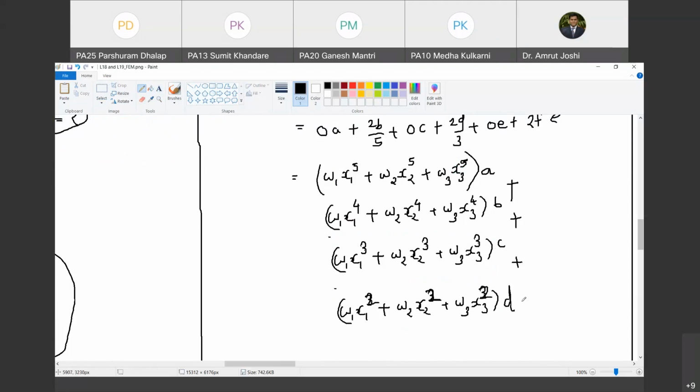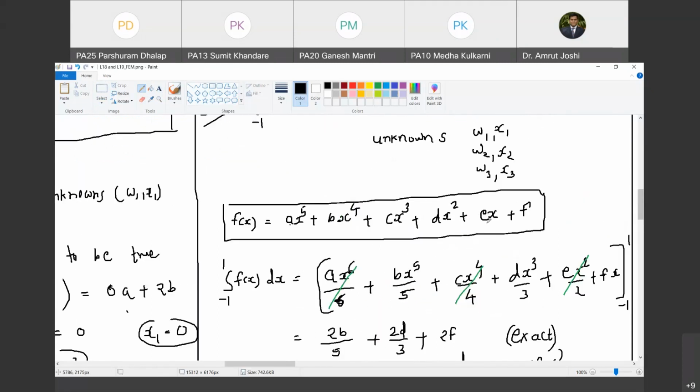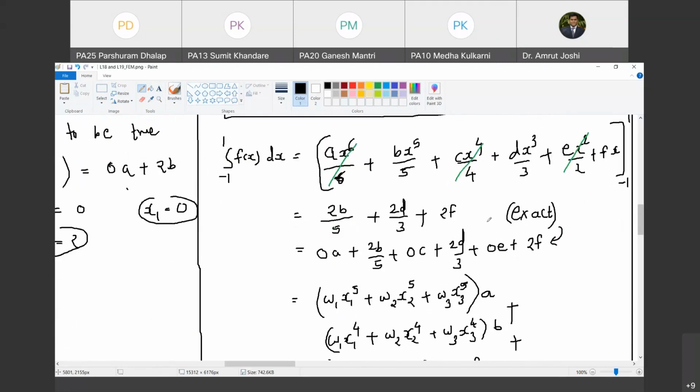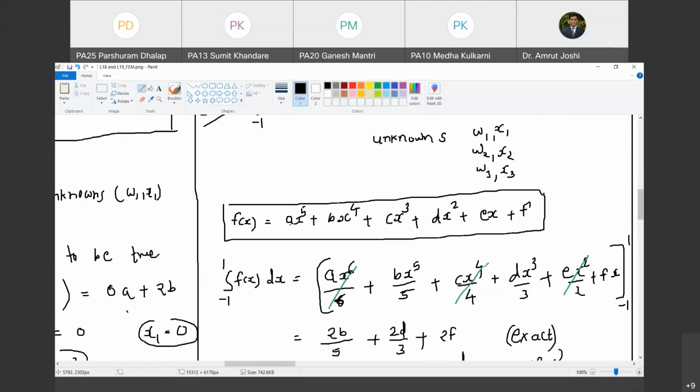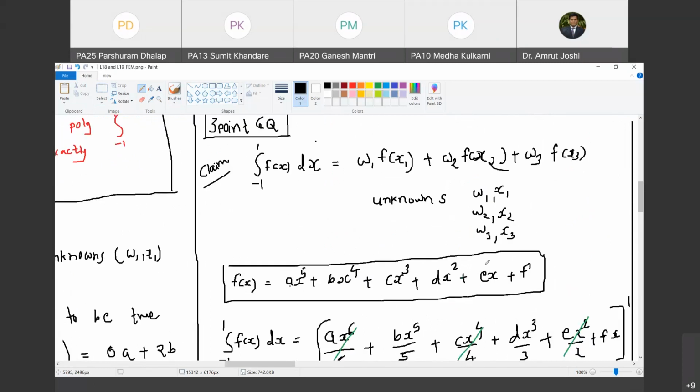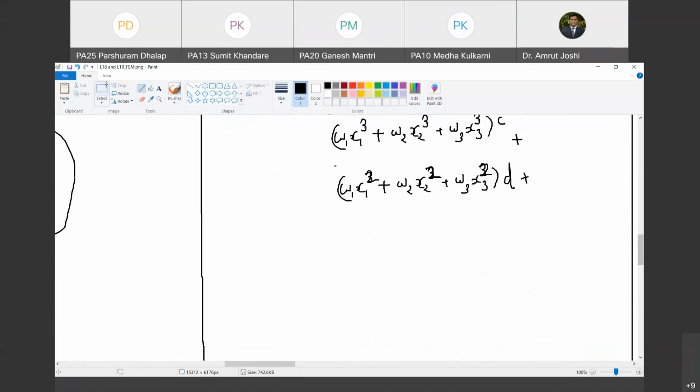D, and plus what is the next thing? E. EX. तो EX के लिए क्या करना पड़ेगा? Same equation, select the power. Coefficients of X. So same thing, but with power 1. Happy? Yes, sir.